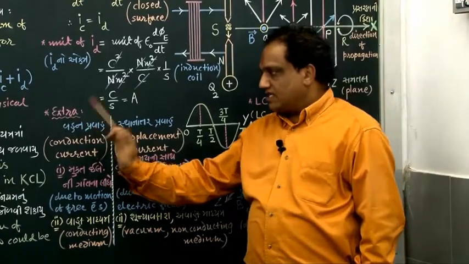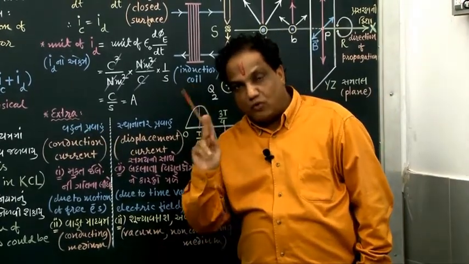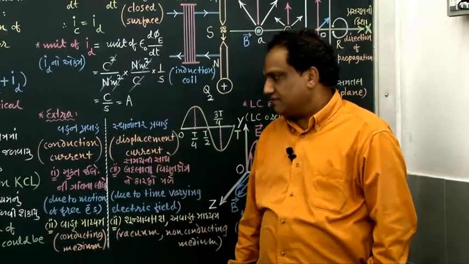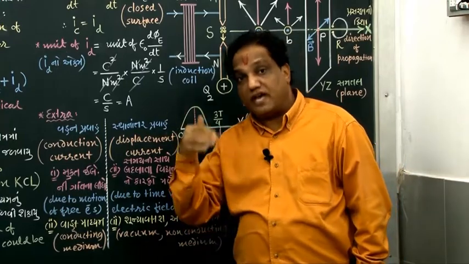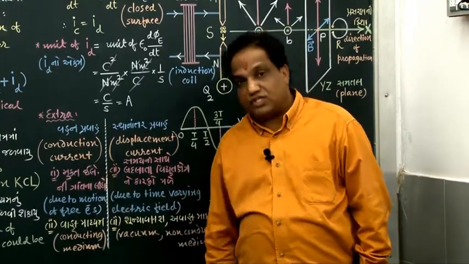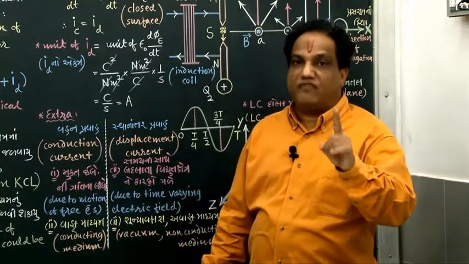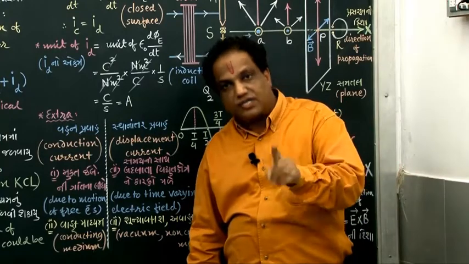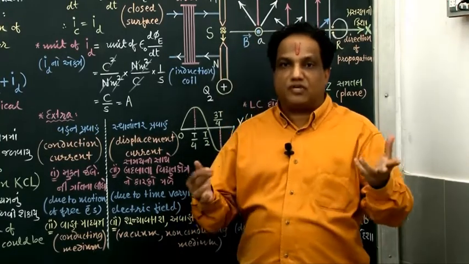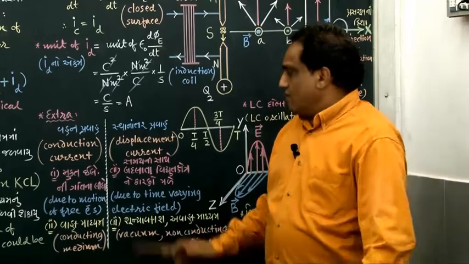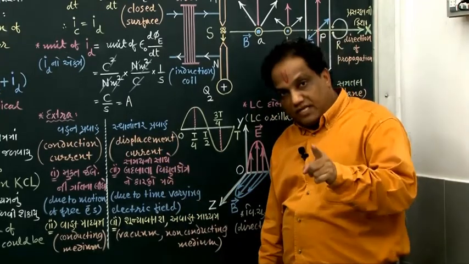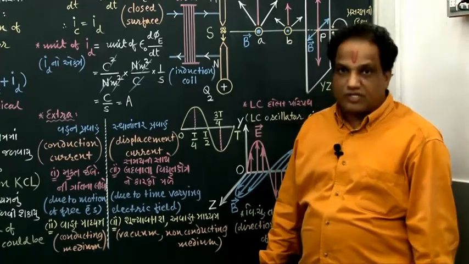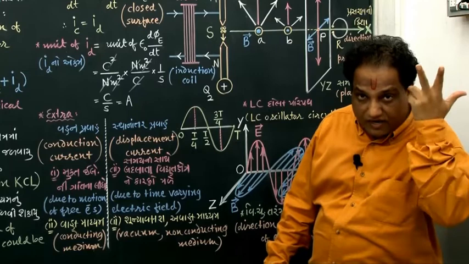Let us take one more extra question. Mention 2 points of difference between conduction current and displacement current. First, how do they arise? Conduction current is due to drift motion of free electrons in a conducting medium. What about displacement current? It is produced due to time varying electric field.